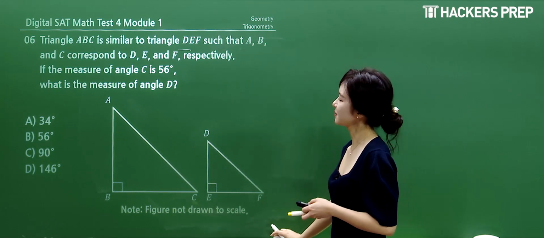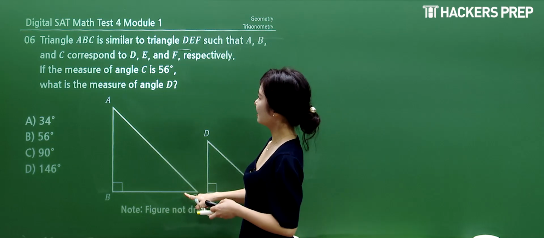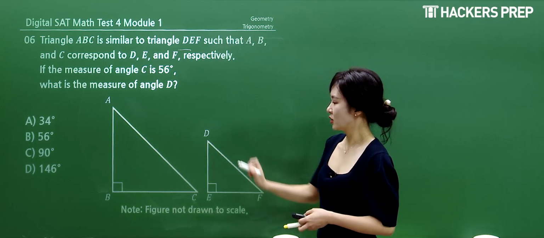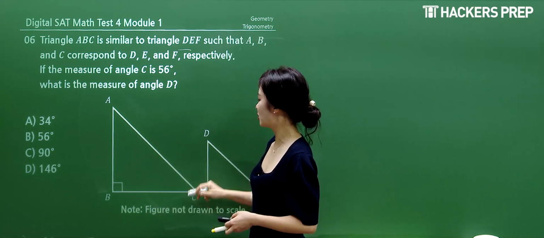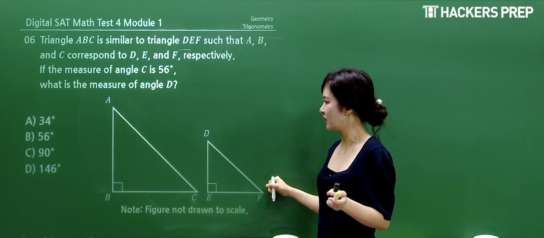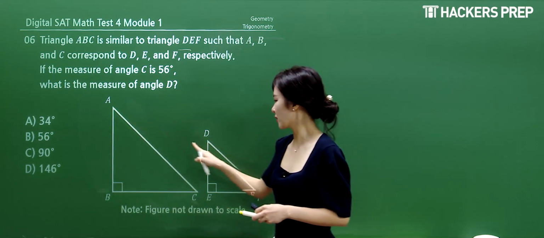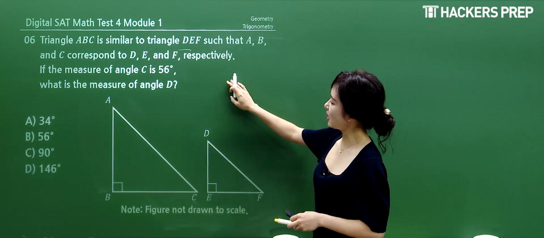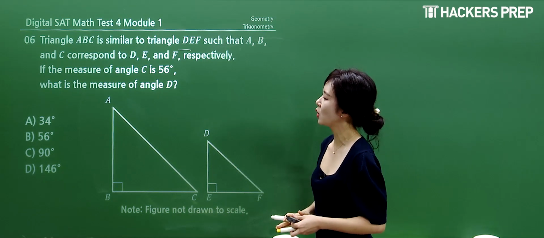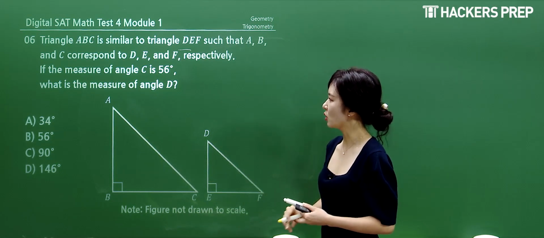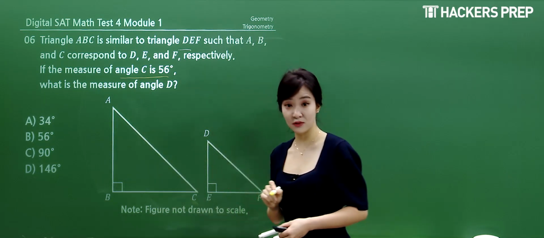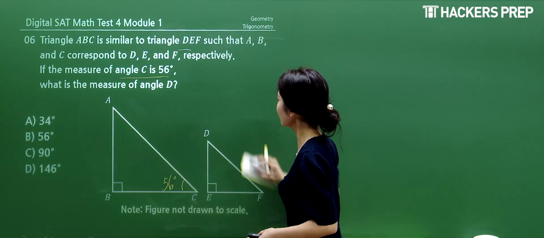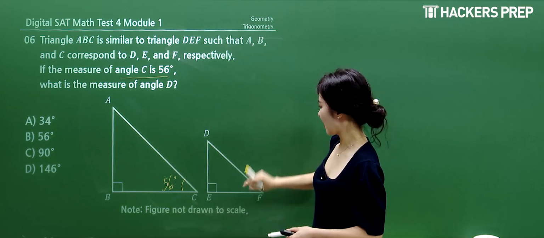Okay, question 6. The triangle A, B, and C is similar to triangle D, E, and F, such that points A, B, and C correspond to points D, E, and F respectively. So A corresponds to D, and then B to E, and C to F. If the measure of angle C is 56 degrees, what is the measure of angle D? So our given fact, angle C is 56 degrees. And then they're asking for the measure of angle D.